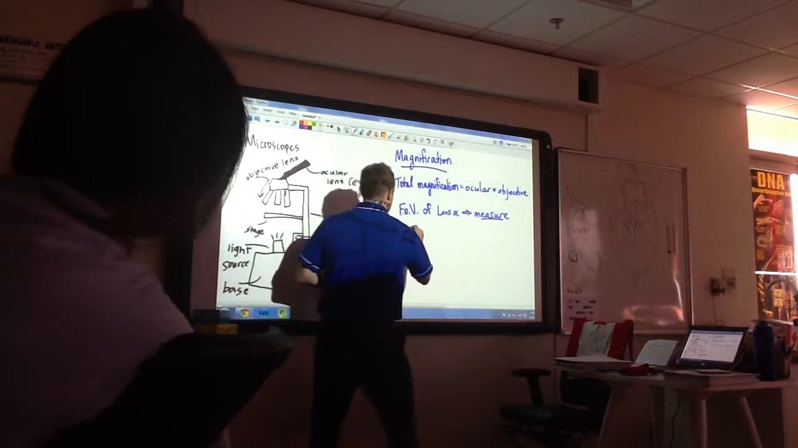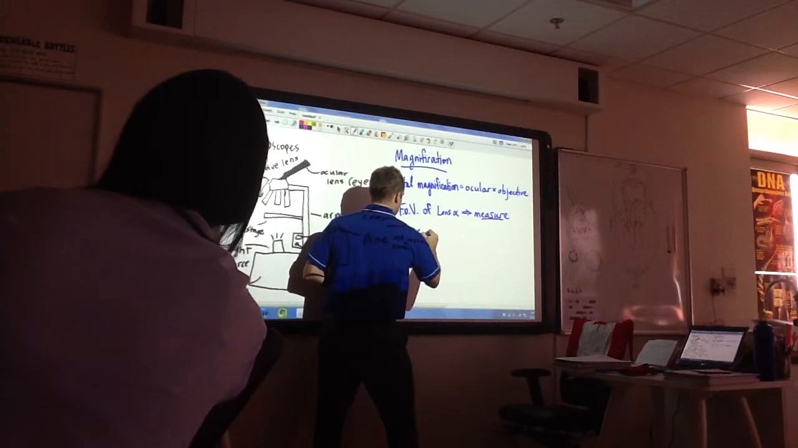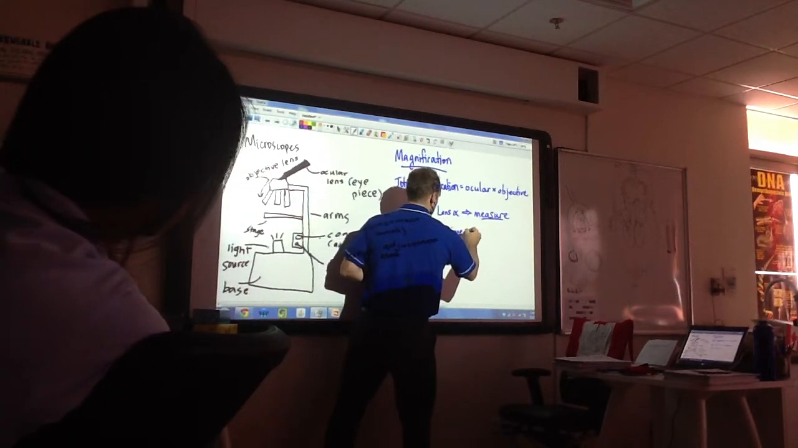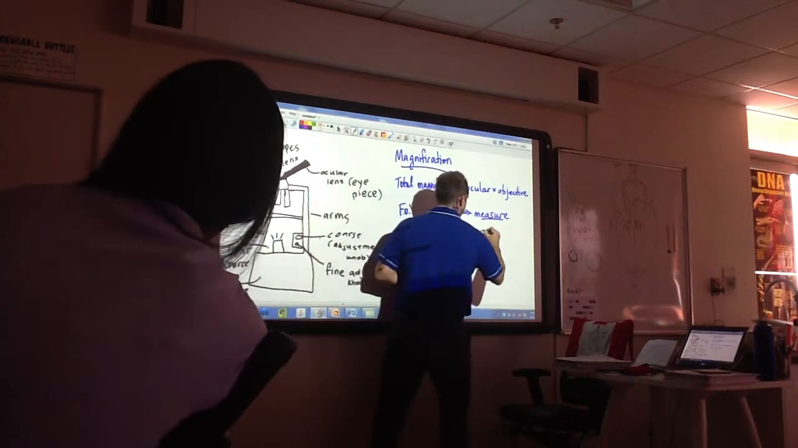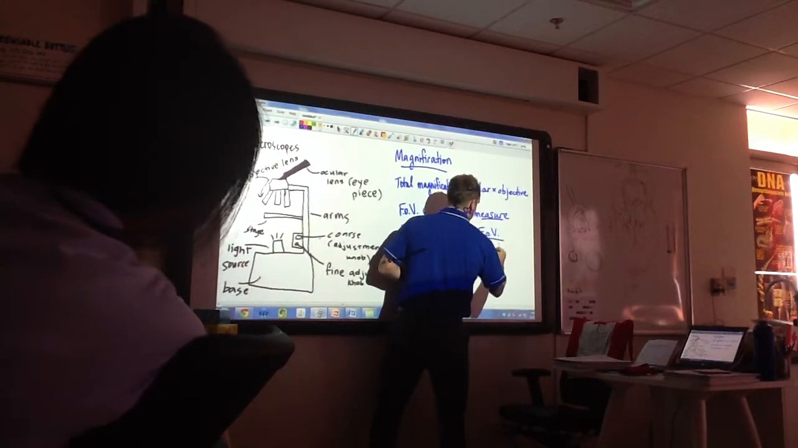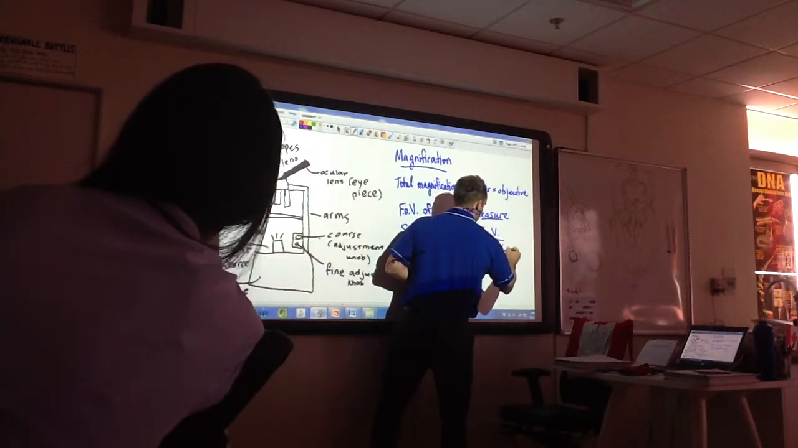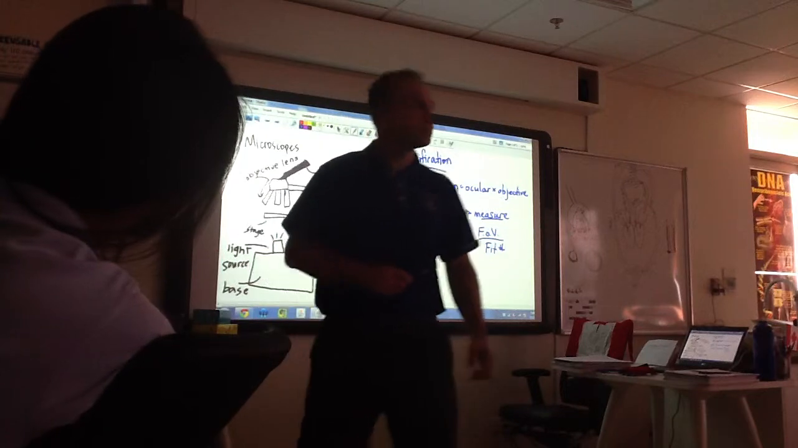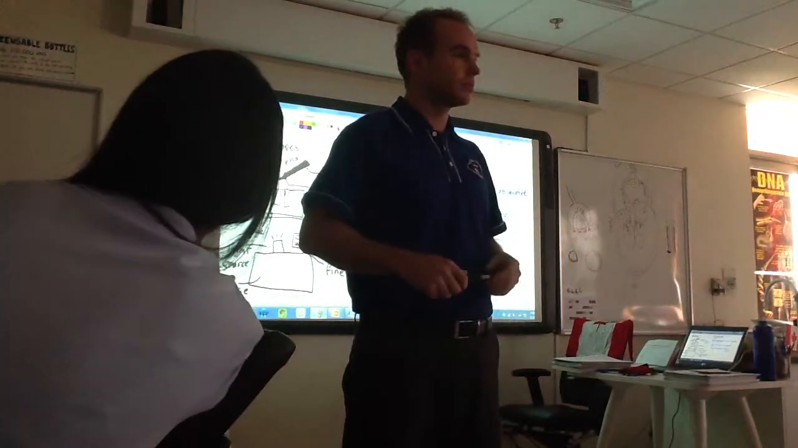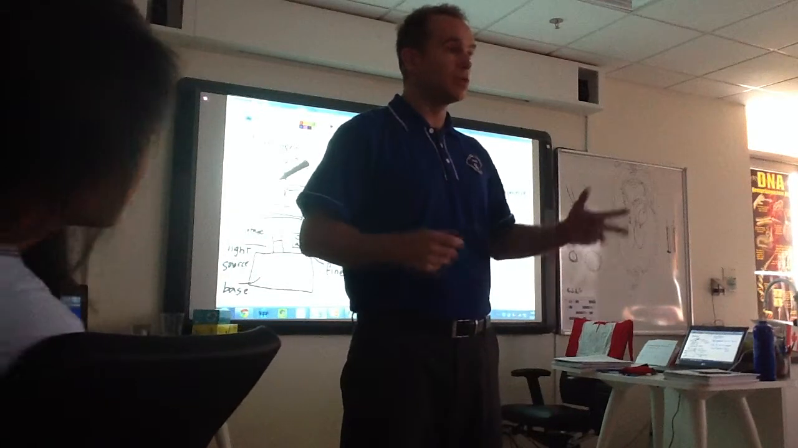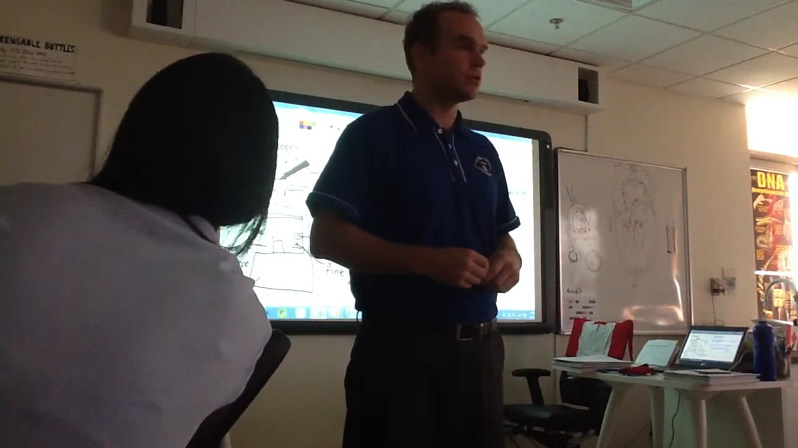So the size of our specimen, right, equals the field of view divided by the fit number. Right? And our fit number is just what? How many times the object fits into the space, right?